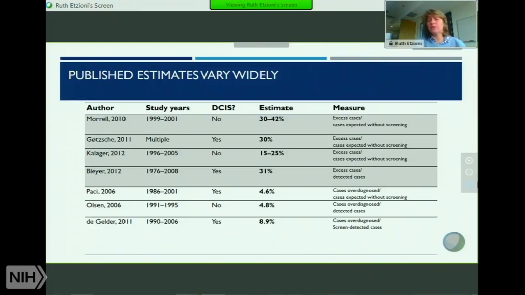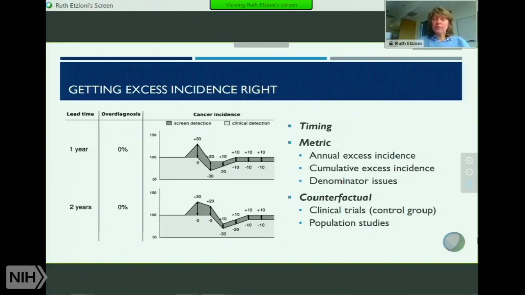There are other differences across the studies besides the approach. For example, there are different measures. I have a column showing the different measures of overdiagnosis, and these can also lead to differences across studies. And some of the studies include in situ cases and some don't. But generally, we can see that those excess incidence studies tend to produce results that are considerably higher than the modeling studies. So first we'll do an in-depth look at excess incidence, and we'll look at three particular issues.